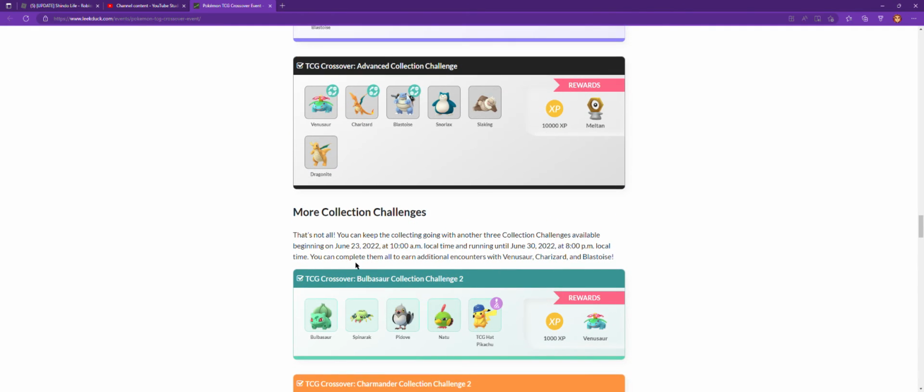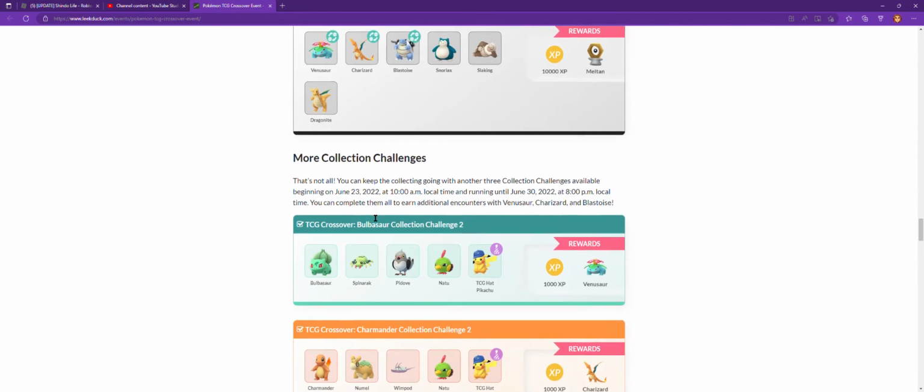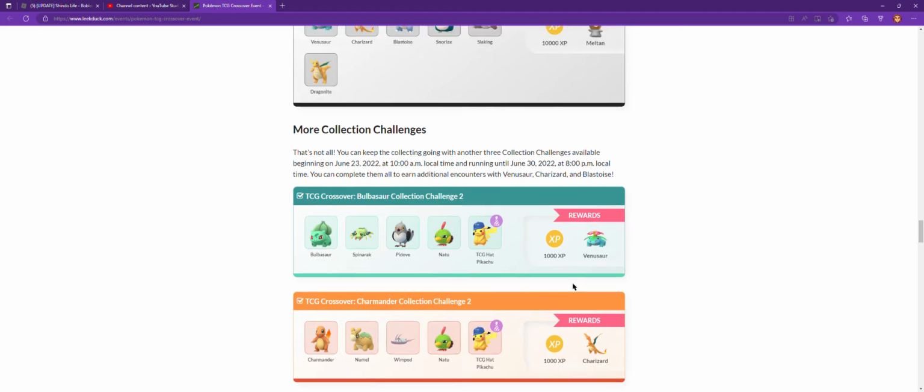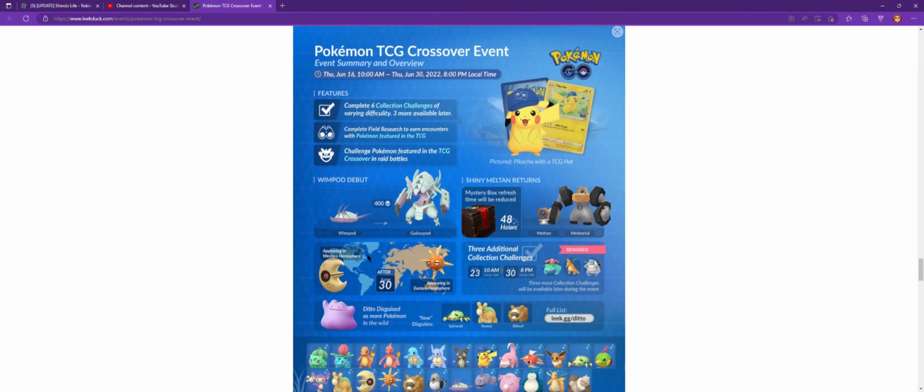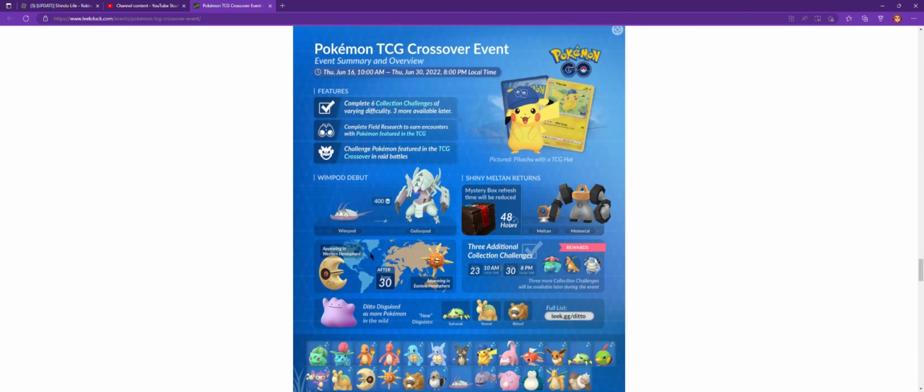More collection challenges. That's weird. You had to catch... You can pause the video and read all this writing if you want. So you needed to catch a Bulbasaur, Spinarak, Pidove, and the TCG had Pikachu, and you have a reward. It's the same thing, but oh my god, look at that beauty. This is the poster for it?